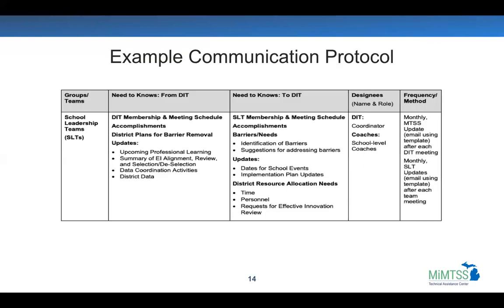Here is an example of a linking communication protocol between the district implementation team and the school leadership team. In the first column, you see the name of the group the DIT is communicating with. In this example, we have the school leadership team. In the second column is a list of topics that need to be communicated from the DIT to the school leadership team. And in the third column is the information that needs to be communicated from the school leadership team to the DIT. Each group has an identified designee to support back and forth communication on behalf of the group.